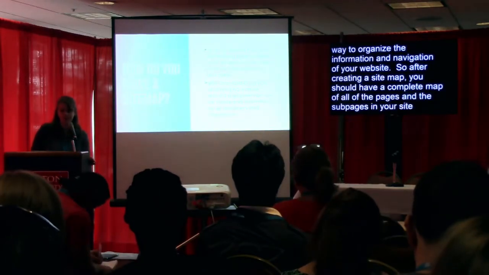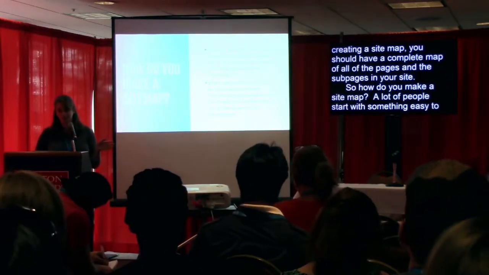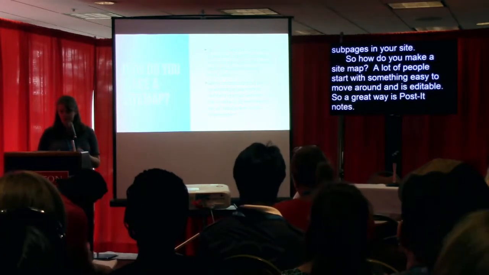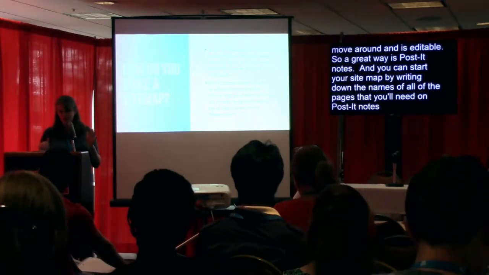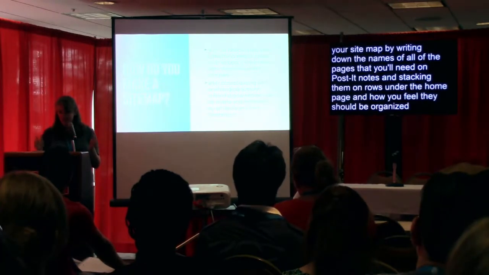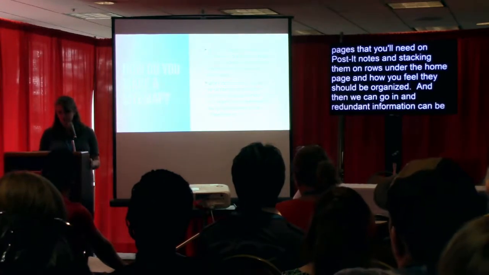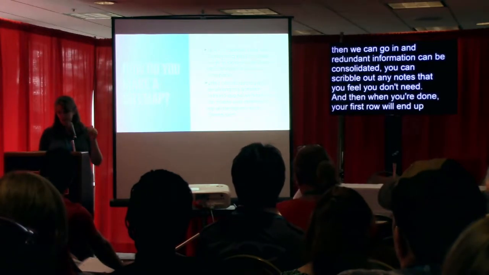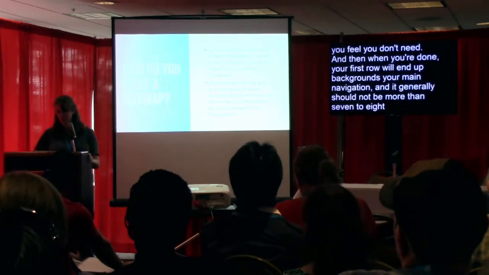So how do you make a sitemap? A lot of people start with something easy to move around and editable. So a great way is Post-it notes. You can start your sitemap by writing down the names of all the pages you'll need on Post-it notes and stacking them in rows under the home page, how you feel they should be organized. Then you can go in and redundant information can be consolidated. You can scribble on the Post-it notes. You can throw out any that you feel you don't need. And then when you're done, your first row will end up becoming your main navigation. It generally should not be more than 7 to 8 Post-it notes, or 7 to 8 pages.